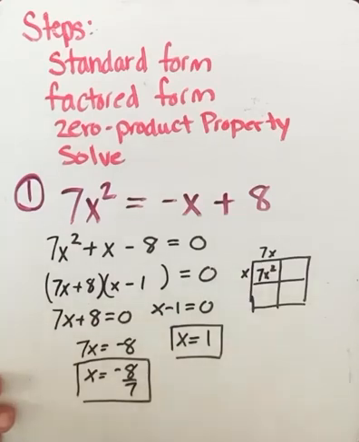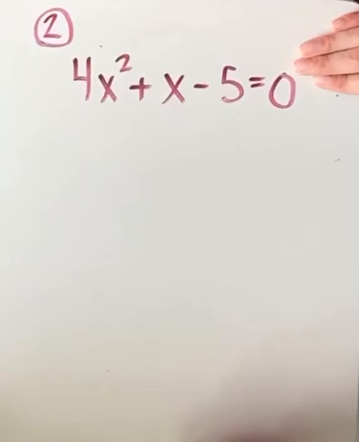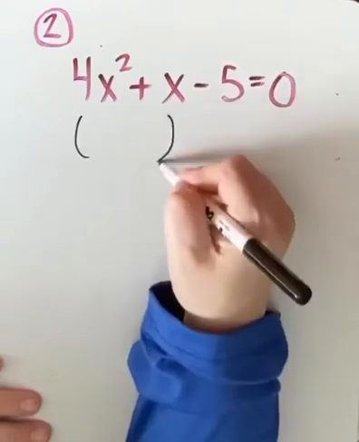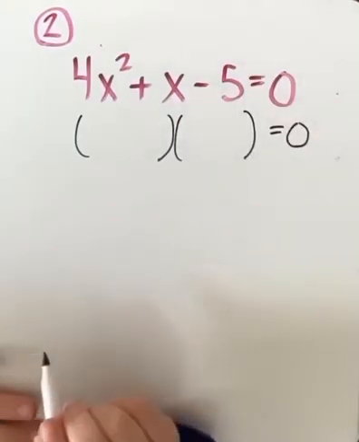Let's look at a second problem like this. We have 4x squared plus x minus 5. This is equal to 0, so it's already in standard form. So we're now going to be able to take this and put this into factored form.